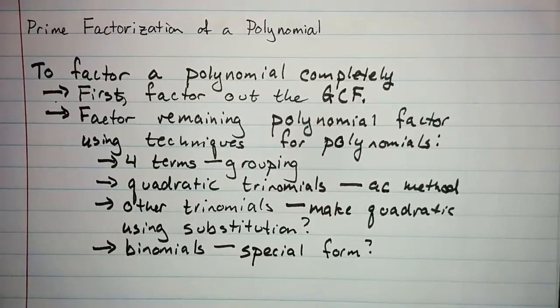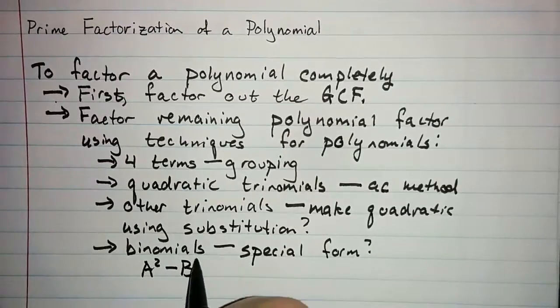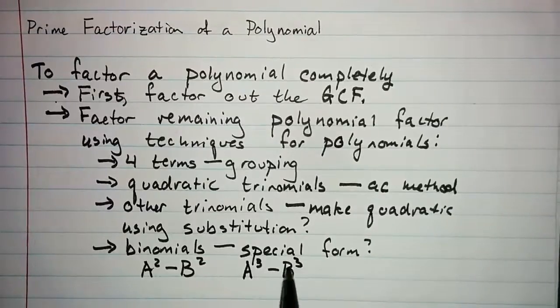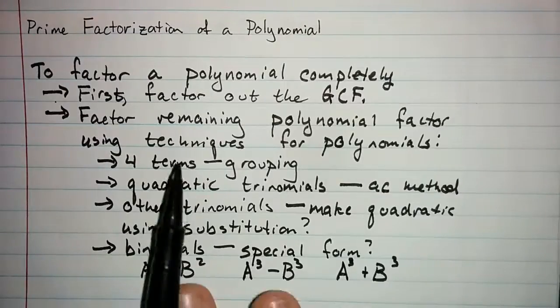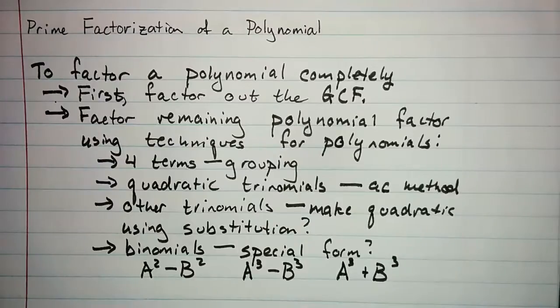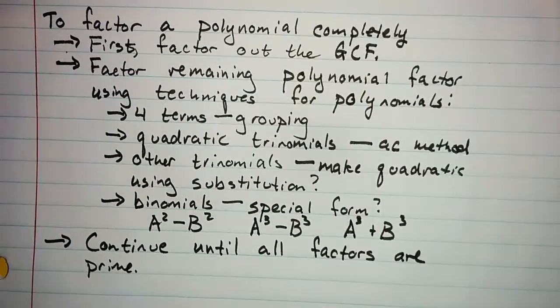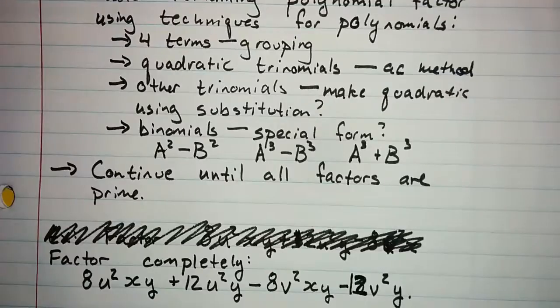Again, the 3 special forms of binomials that we know how to factor are the difference of squares, difference of cubes, and the sum of cubes. But we don't stop after we factor our polynomial factor once. Instead, we continue until all of the factors are prime. So let's see an example. Suppose we want to factor this polynomial completely.